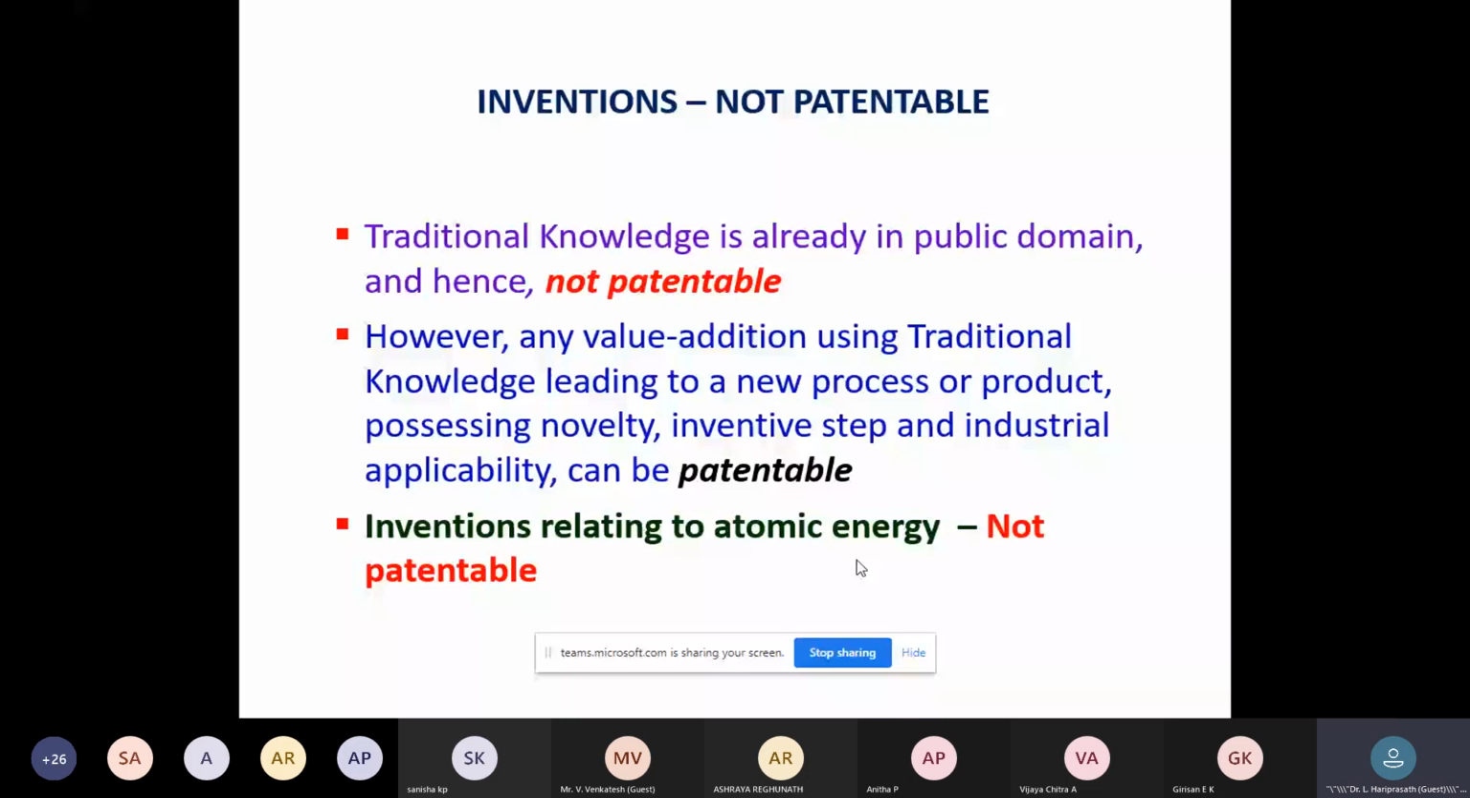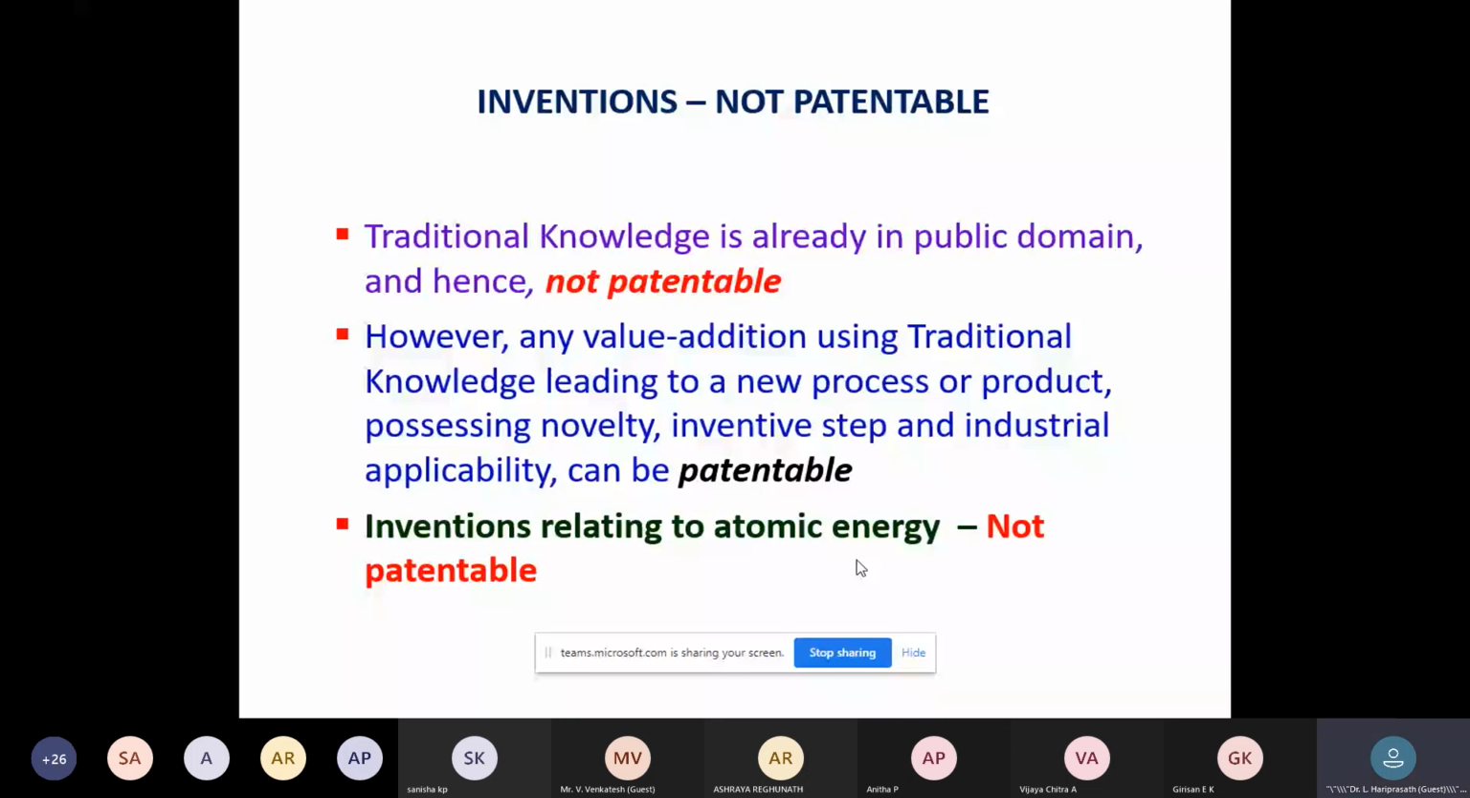Whereas when you go for a formulation, say I am using an active principle from two or three plants. I'm isolating an active principle from plant 1, another from plant 2, and another from plant 3. On these three, with synergistic activity, it is showing activity for a specific disease, then that can be patented. But the mere plant itself cannot be patented.